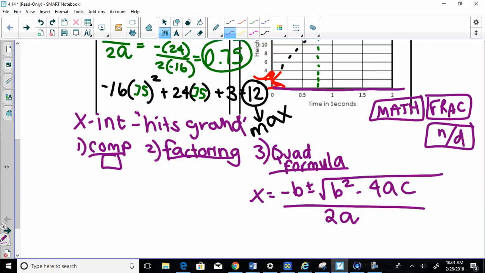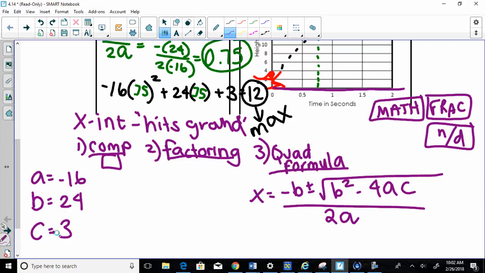Good. And then do the other one too. Change the minus to plus. So now you're putting it in your calculator, and we're plugging in our A, B, and C. Our A was negative 16, our B was 24, and our C was, what was it, 3?